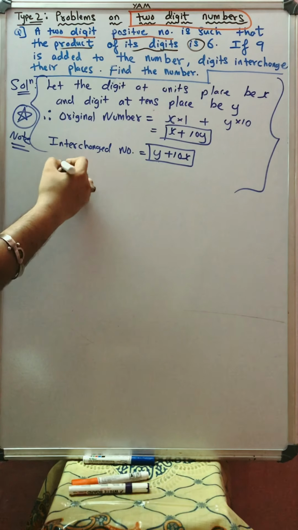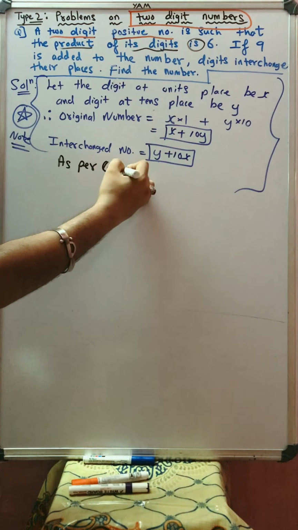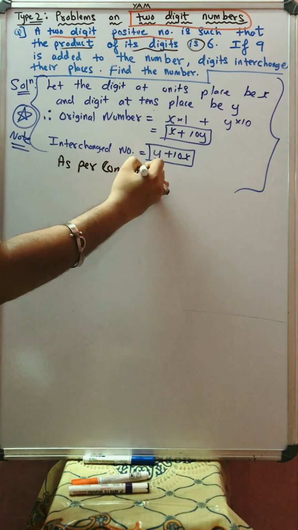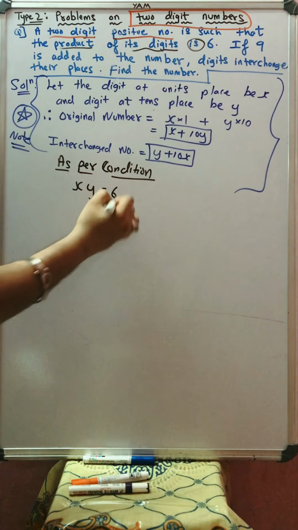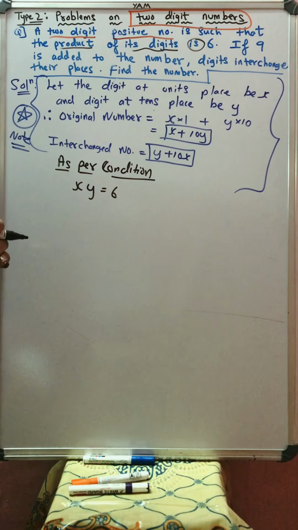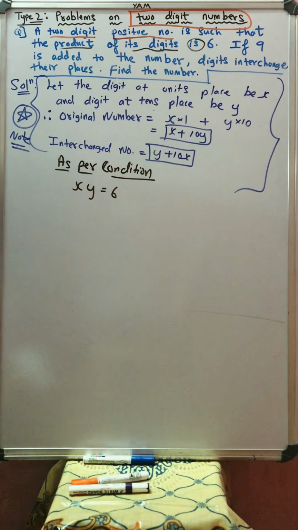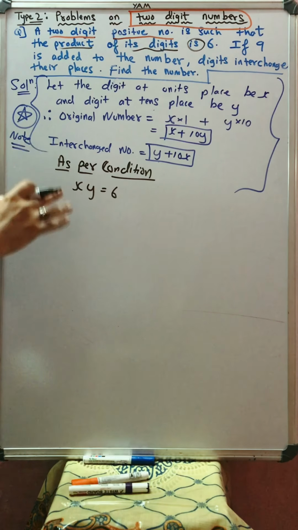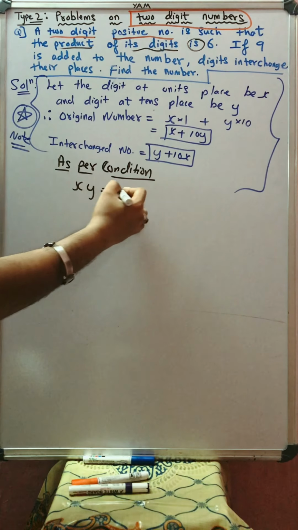So I will say as per condition, x into y is equal to 6. But we always like to proceed in terms of x. So now I decided in my mind that in the upper cases over here, I'll eliminate y. I don't want y in my question. I like x. So because I like x, I need to keep x in my further part. So I will remove the value of y.